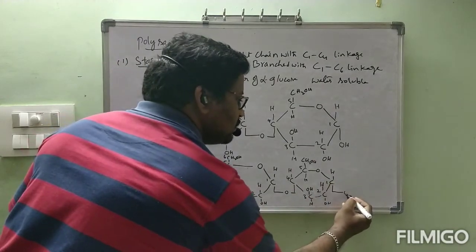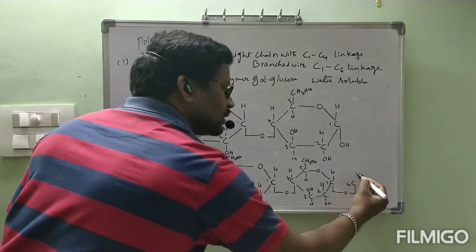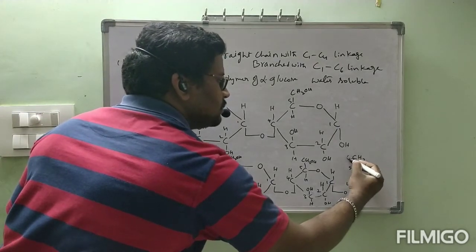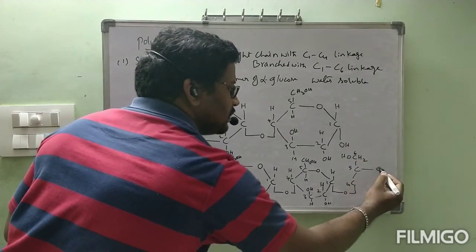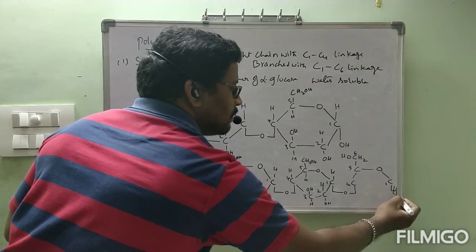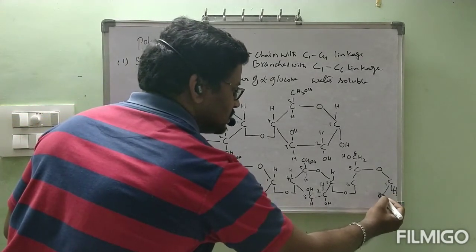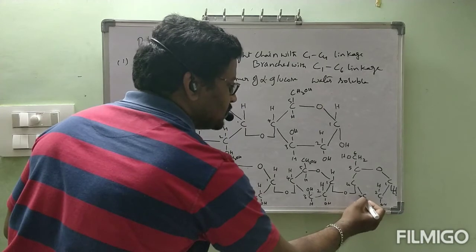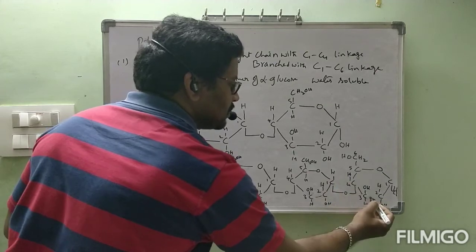This C1 is continued with C4 of another molecule. This is C5. C5 has CH2OH. This is the 6th carbon. Okay, next continuation. C5 is bonded with oxygen. This is C1 continuation. Next, C2 H OH, C3 OH H, and C4 H like this.